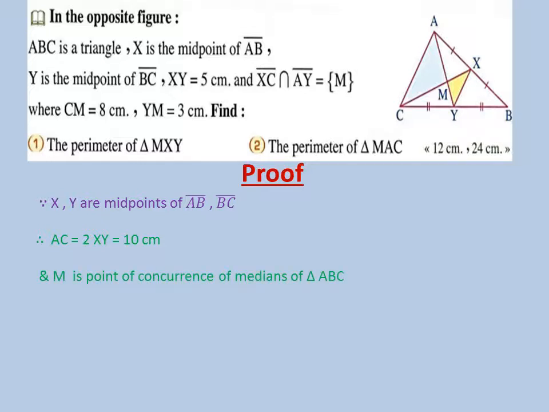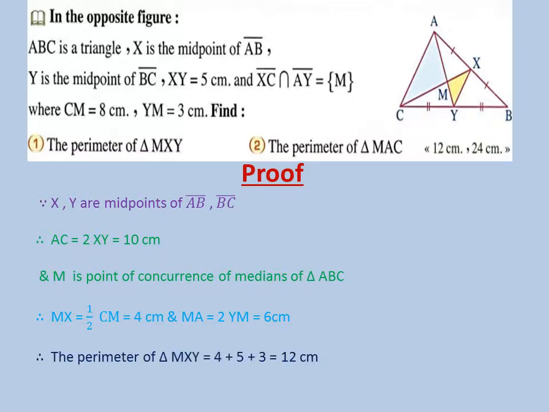M is the point of concurrence of medians of triangle ABC. So it divides each median in ratio 1 to 2 from base or 2 to 1 from vertex. MX will equal half MC. MC equals 8. So XM will equal 4. MA will equal twice YM. 2 by 3 equals 6.